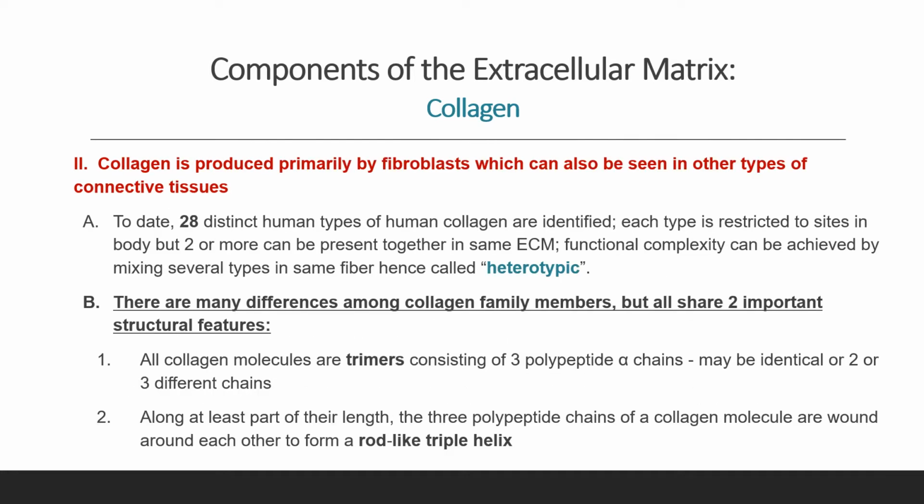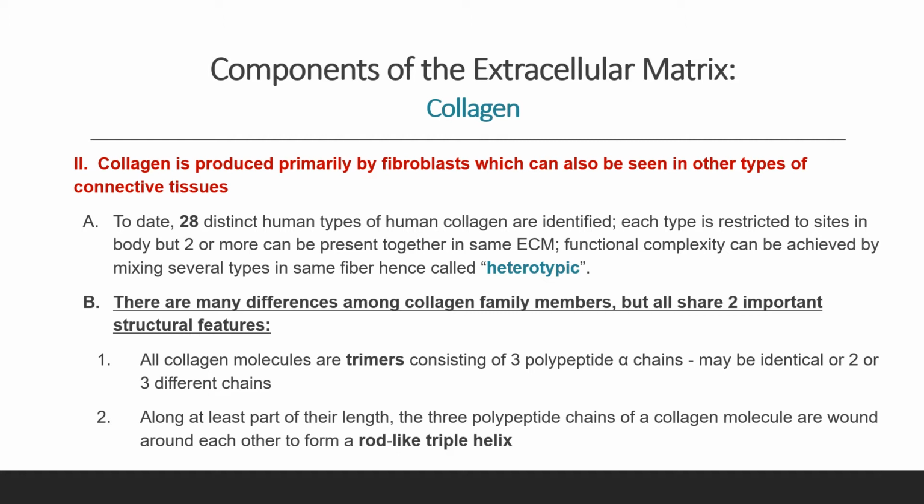So collagen is produced primarily by fibroblasts, hence it is fibrous in nature, which can also be seen in other types of the connective tissues. So to date, there are 28 distinct types of human collagen that are identified, and each type is restricted to sites in the body, but two or more can be present together in the same extracellular matrix. So functional complexity can be achieved by mixing several types in the same fiber, hence they are actually called heterotypic.